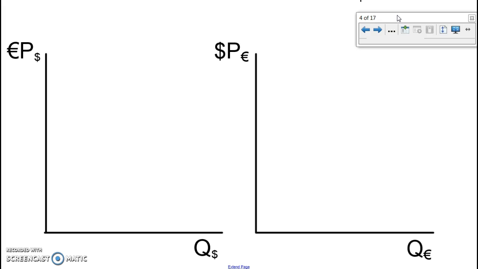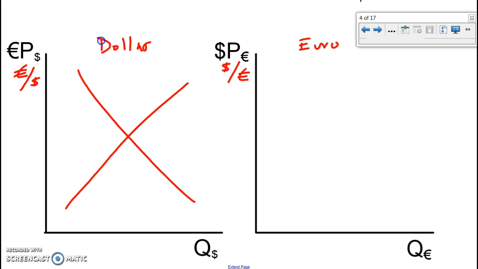So this particular set of graphs is for the relationship between the dollar and the euro. This one is labeled euro price of a dollar, and the x-axis says quantity of dollars. So this is actually the dollar market. Another way to put this label for the y-axis is euros per dollar. Over here we have the euro market, and we know that because it's the dollar price of a euro and the quantity of euros on the x-axis. And again, you could also just call this dollars per euro. So in these two markets, we have in each market supply and demand. Nothing too surprising there.